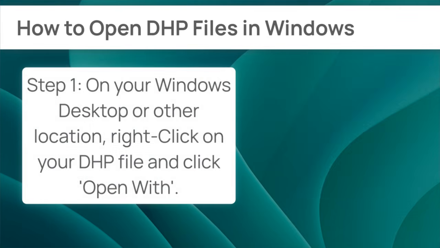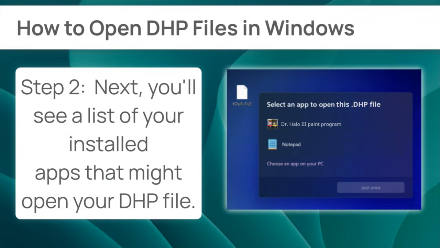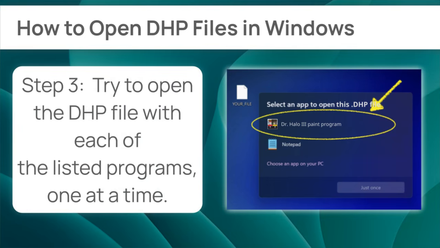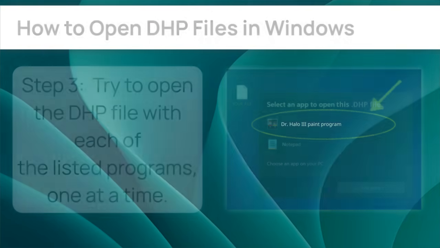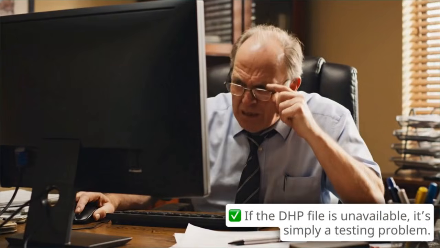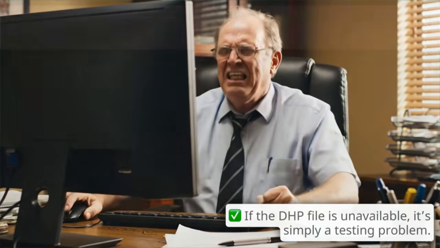Let's check which applications associate the file. Right-click your DHP file and click Open With. Test with Dr. Halo III paint program if available. If not, just choose another program from the installed list and see if it works. If you still can't open the DHP file, it's okay. The error is a consequence of the DHP format's specific requirements. Here is a breakdown of the technical reasons your application is failing to recognize it.